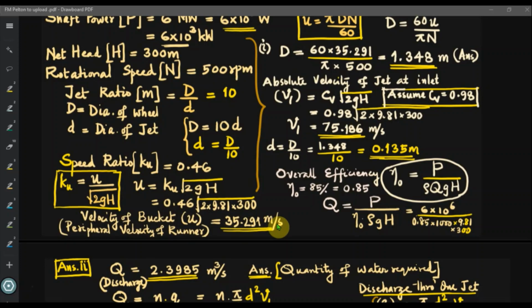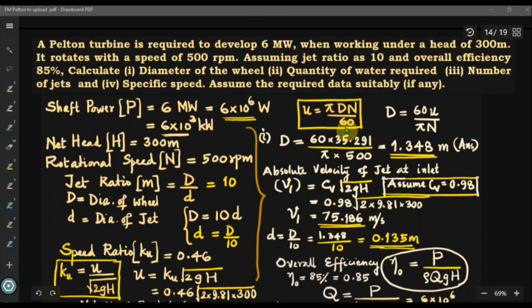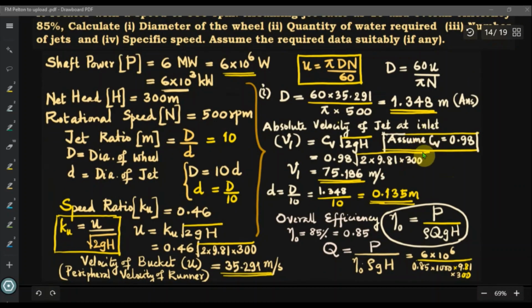Now how to get the absolute velocity of the jet? V1, and V1 is equal to CV into root of 2GH, that is the actual absolute velocity of the jet at inlet. And since the value of coefficient of velocity for the nozzle is not given, CV also you can assume. CV can be assumed as 0.98.